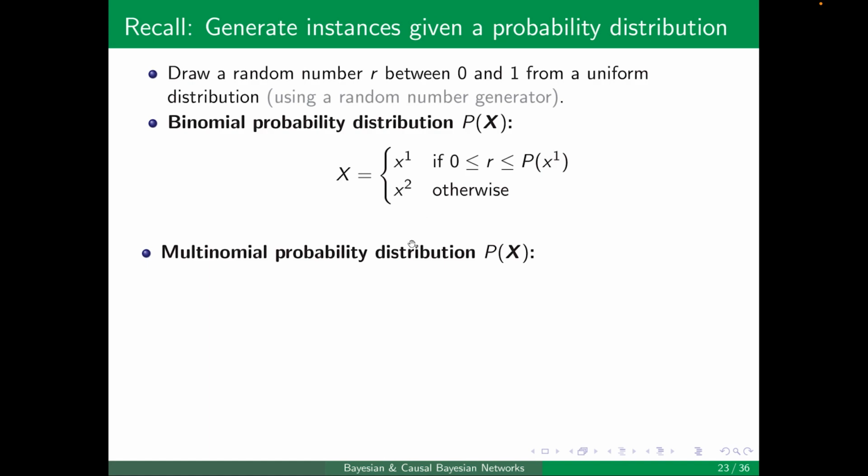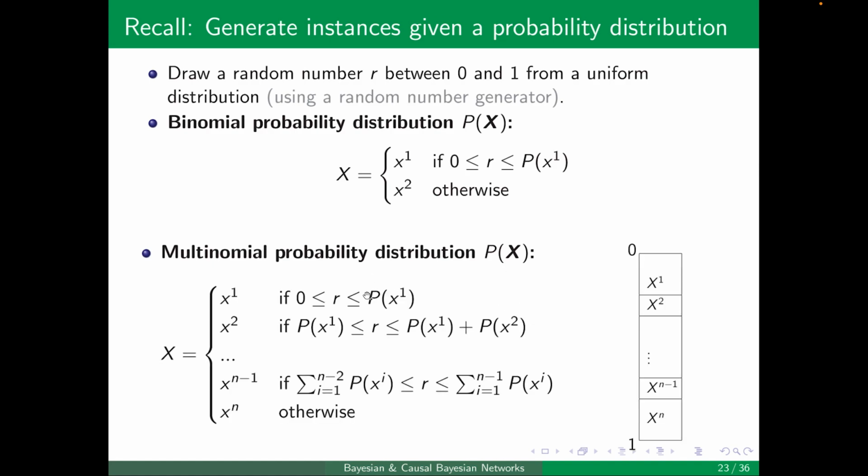In general, you can have the same idea for a multinomial probability distribution. You draw a random number r, and according to which of these intervals it falls into, you will decide on which value your random variable is taking. So imagine you have, with probability px1, it will take value x1. With probability px2, it will take value x2, and so on. Then if the value of r falls between 0 and px1, like here, then you will take x1. This length is px2, and the whole thing here is px1 plus px2. If r falls between px1 and px1 plus px2, then you will take the second one, and so on.